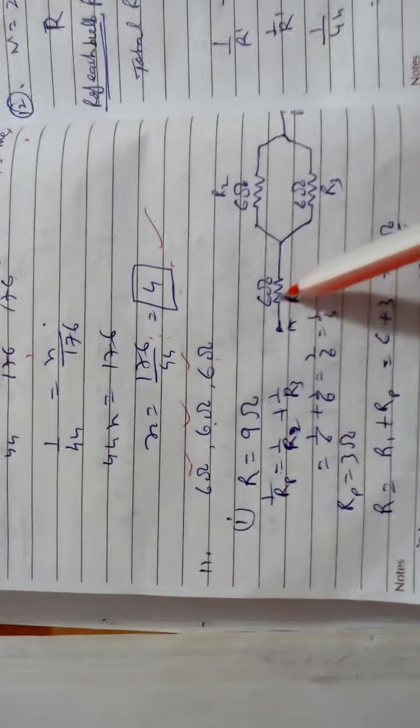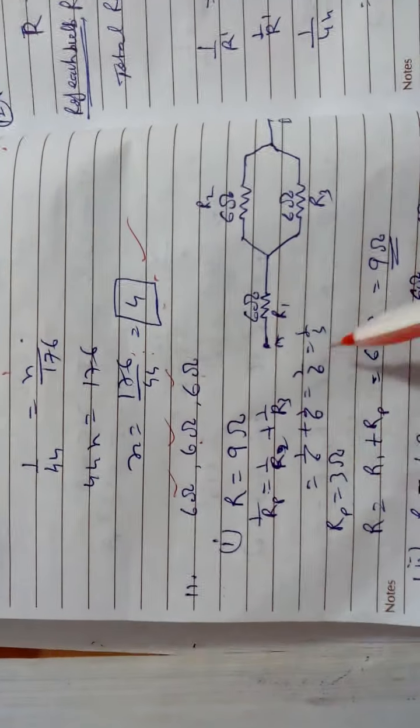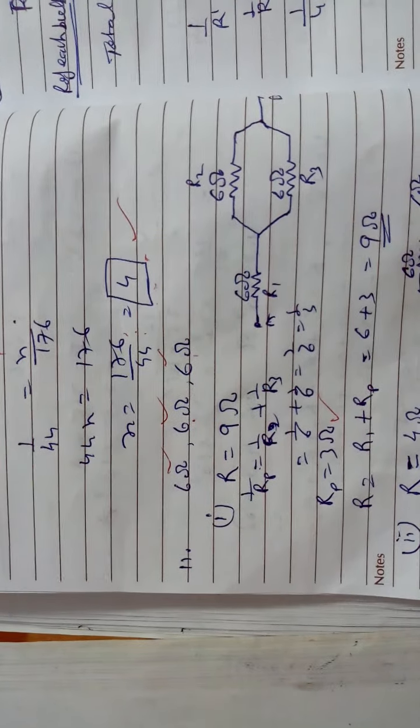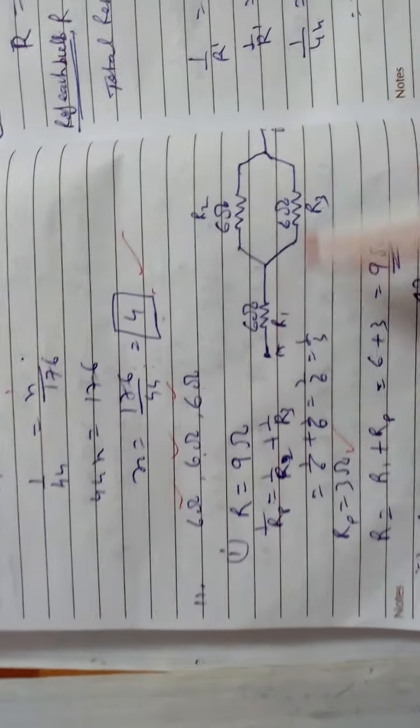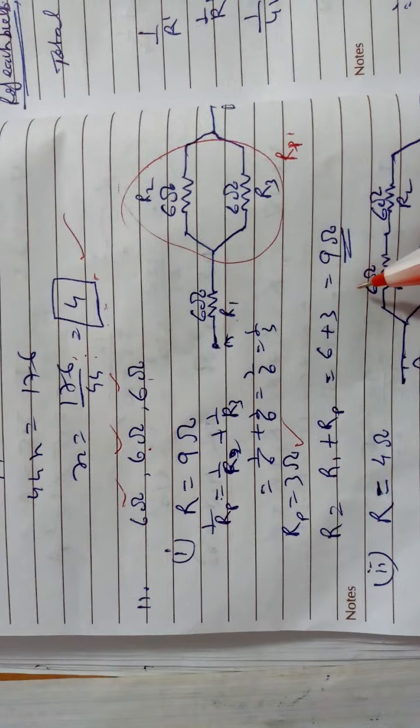So what will you do here? First of all, 1 you keep as it is, and the other 2 in parallel. So 1 by 6 plus 1 by 6 gives you 3. And this resultant of the parallel pair is RP. RP plus the direct 6 gives you 9. So this is the method.